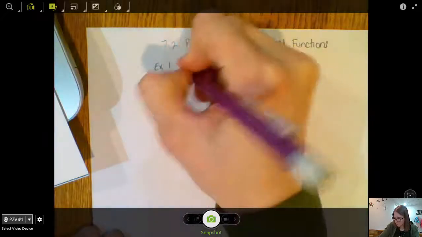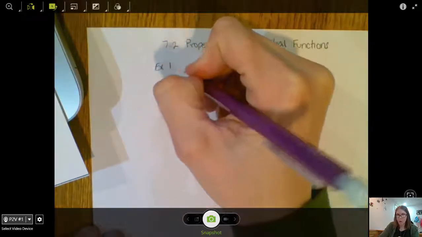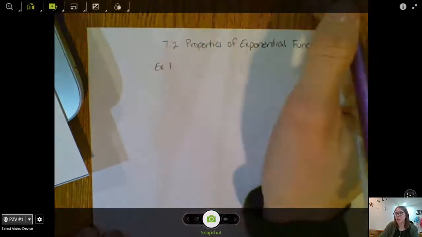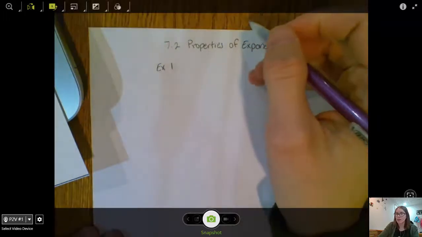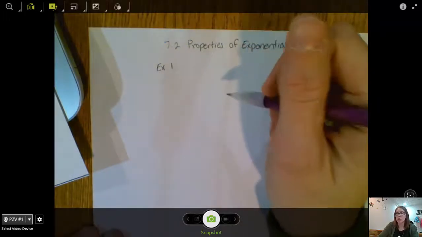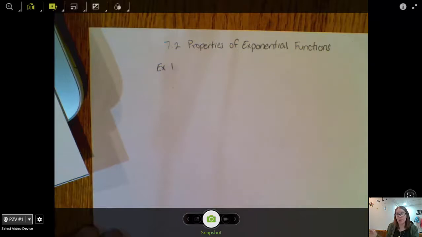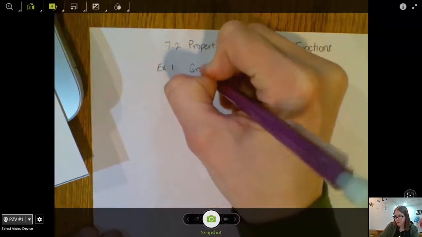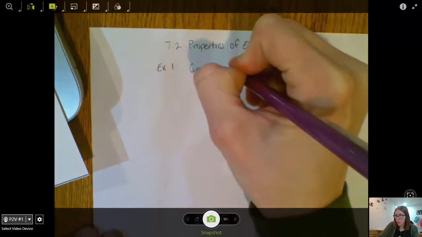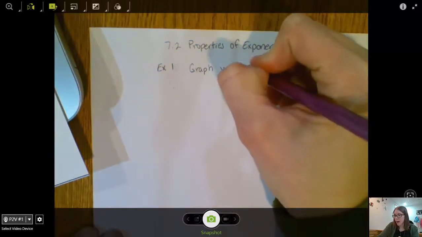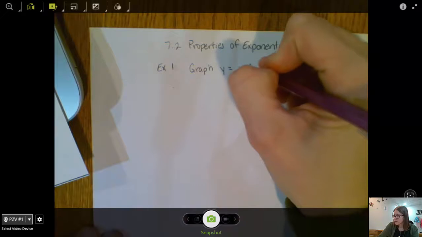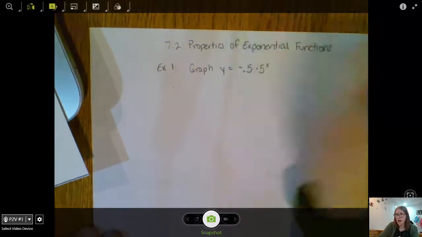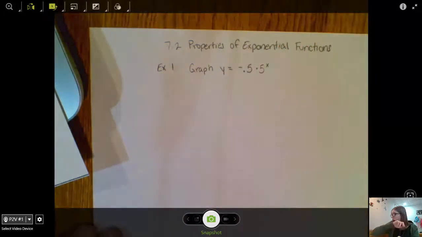We're going to graph something in the form y equals a times b to the x. So in section 7.1, we just graphed y equals 5 to the x power. Now let's graph y equals negative 0.5 times 5 to the x power.